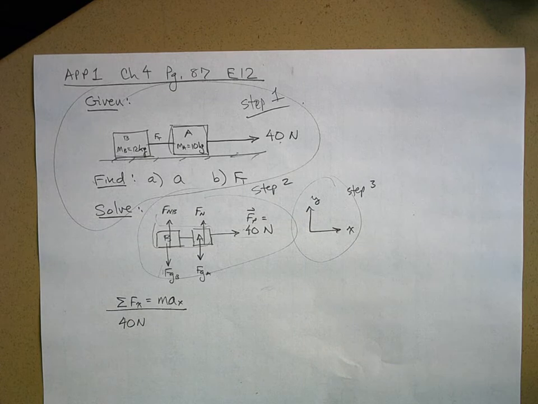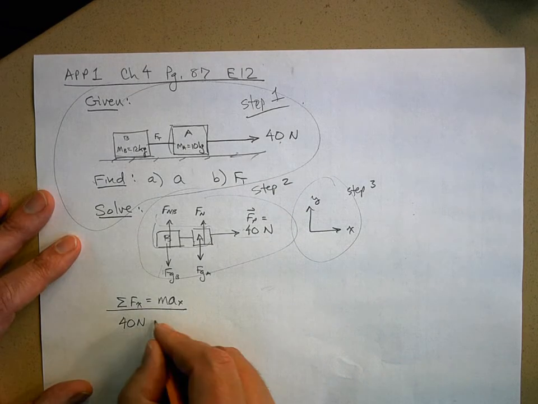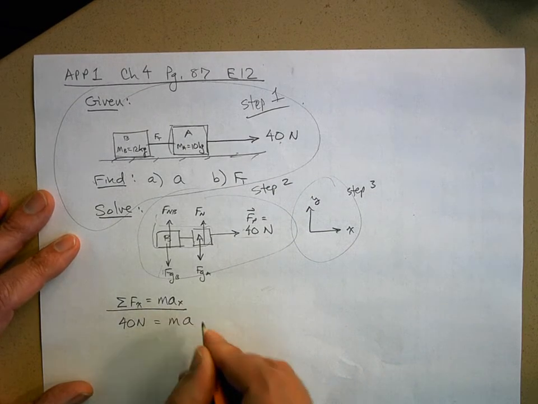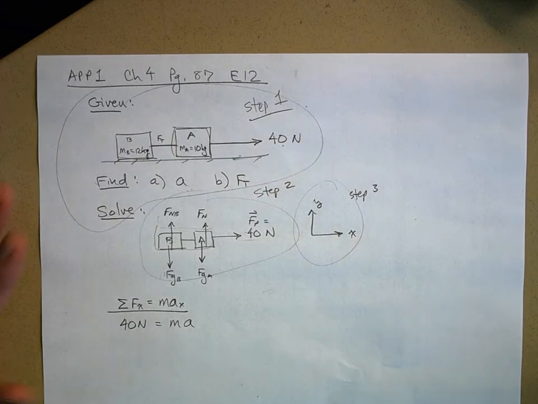Now later on we're going to do friction. And friction will make this much more complicated. But this is an easy problem now. Because this is equal to MA. And A is what I'm trying to find.